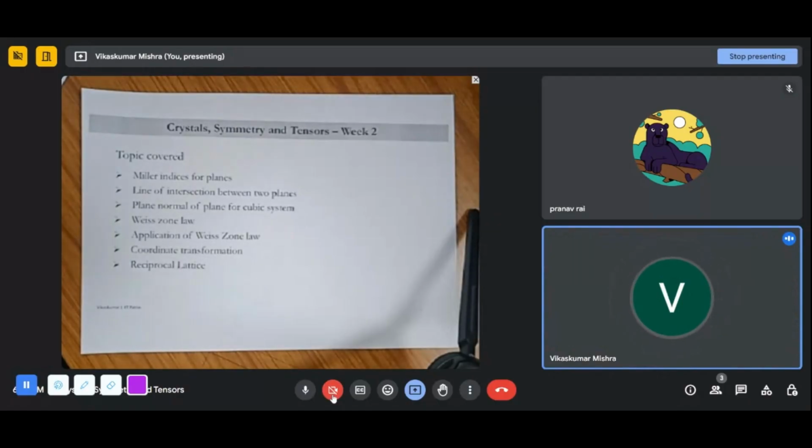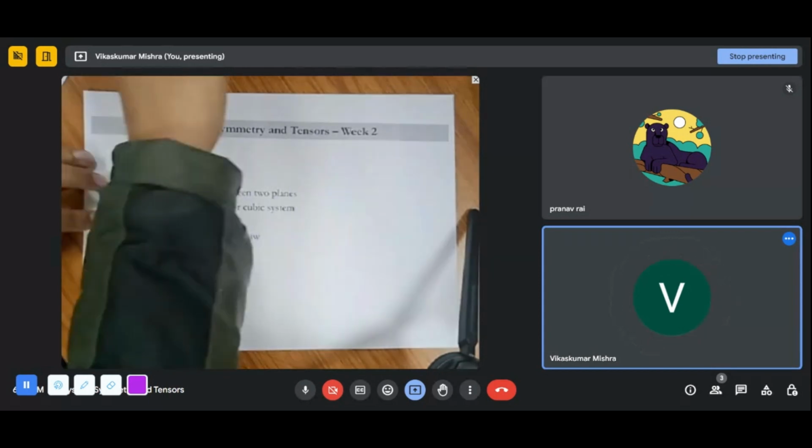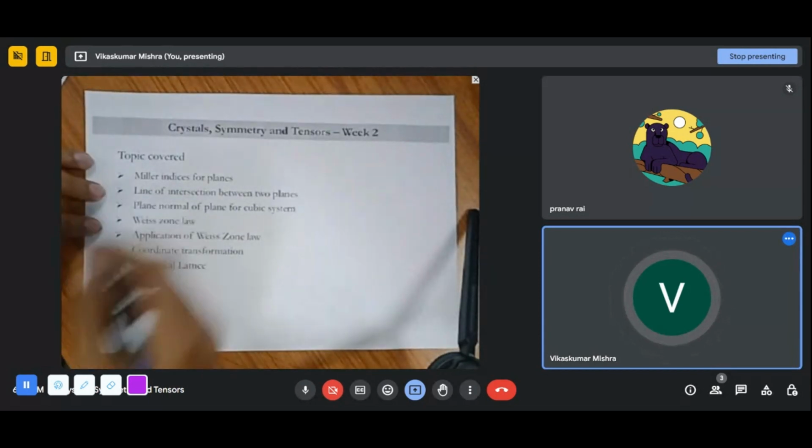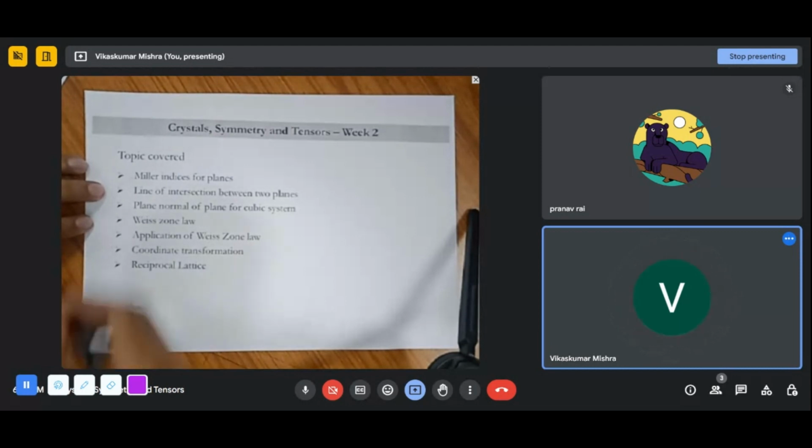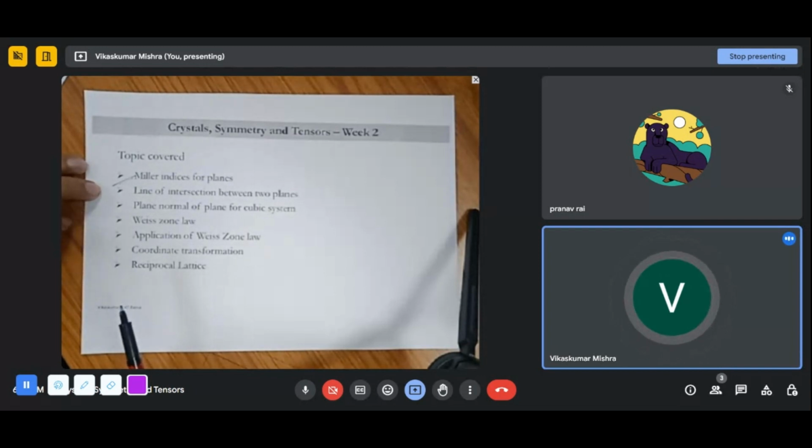So let's focus on these topics. The things we covered are Miller indices for the plane. Last week, that is week 1, we only discussed Miller indices for the directions; the plane was missing. Then the next thing is the line of intersection between two planes. We learned in the lecture that the line of intersection between any two planes can be found by two methods: one is a geometrical method and the other is the Weiss Zone Law, which is an algebraic method.